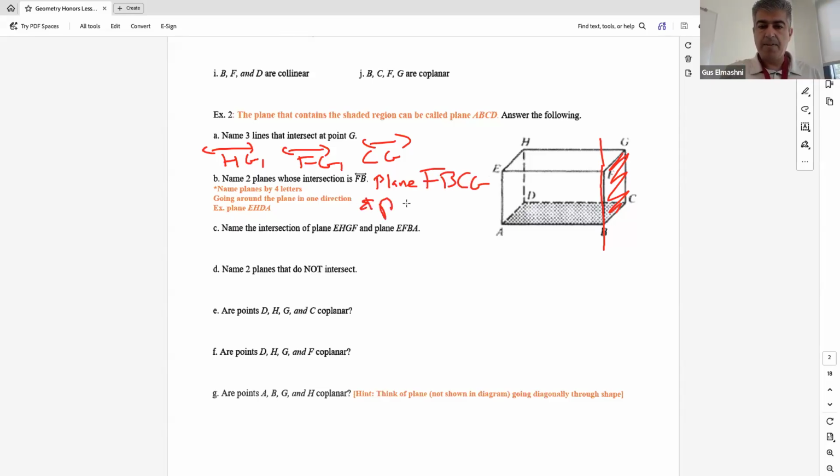And by the way, my handwriting is not the greatest, so if you have a hard time reading my handwriting, I'm not offended, just let me know. The other one we'll call EFBA.